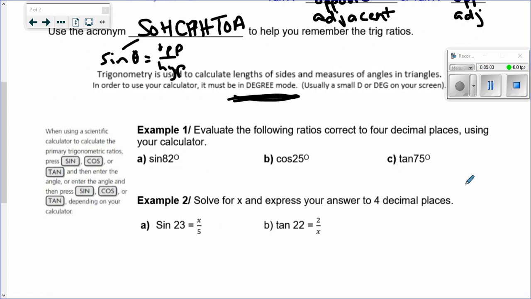And again, I wish I was there to help you out, but every calculator is different. Some calculators are going to expect you to put in 82 sine, and some calculators are going to expect you to put sine 82. You need to know your calculator and you need to know how it works. So this is you learning how to use your calculator and making sure that you're in the right mode. So when you put this into your calculator, you should get these values.